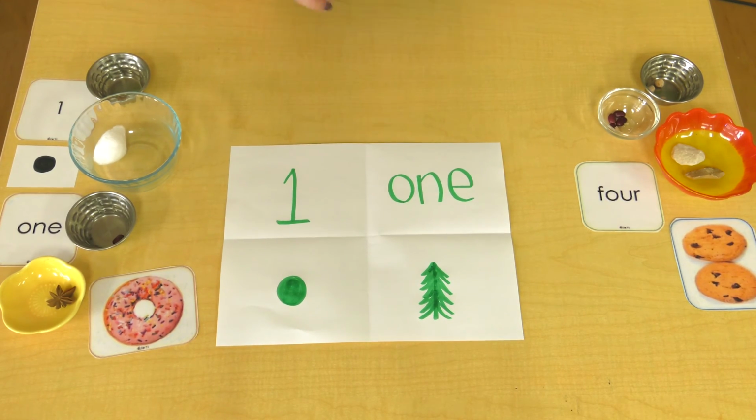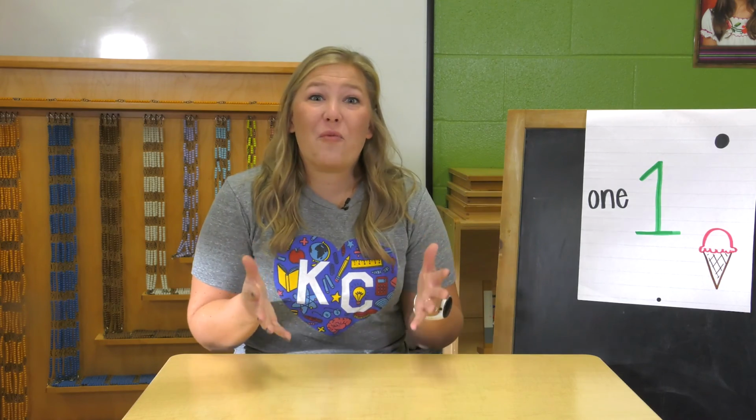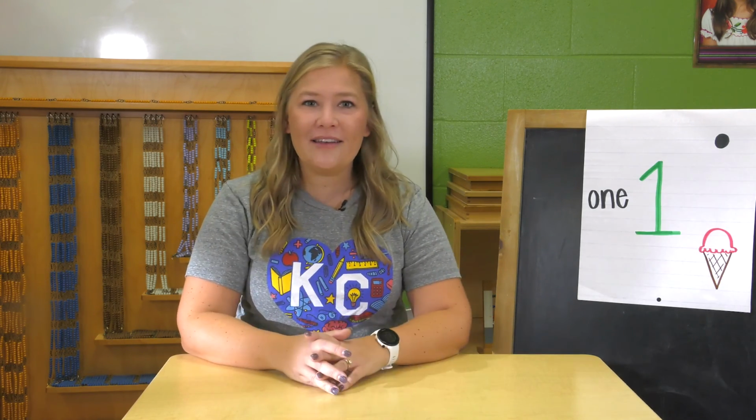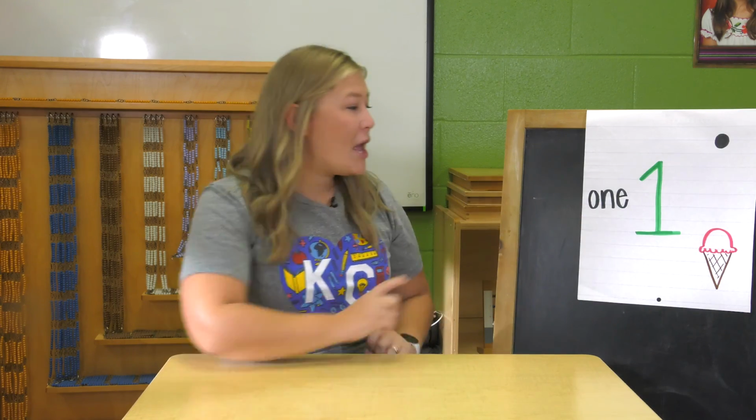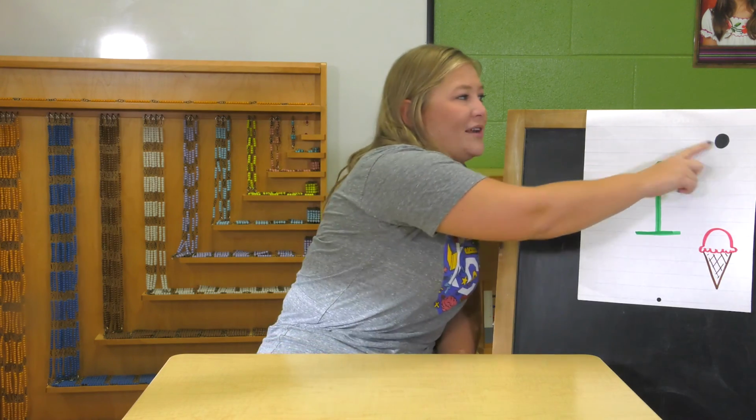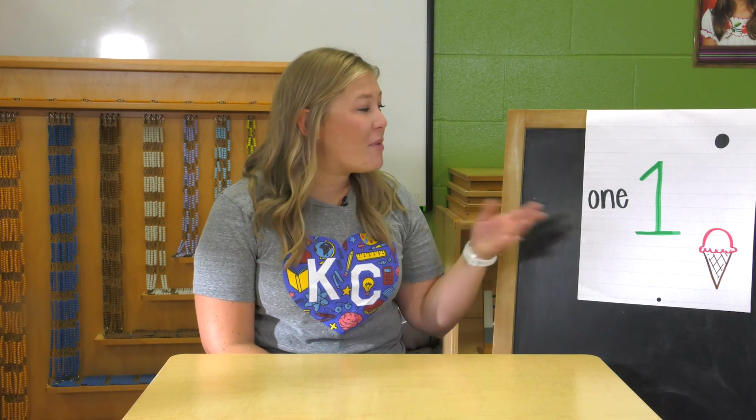Nice job. Thank you so much for coming and learning with me today. Today we talked about the number 1. We were able to sort things into 1 and not 1. We were able to draw the number 1. You drew how we write the number 1, how we put the number 1 in word form. You drew 1 dot to represent the number 1, and you picked a picture to show the number 1. I hope that you were able to learn all about the number 1.